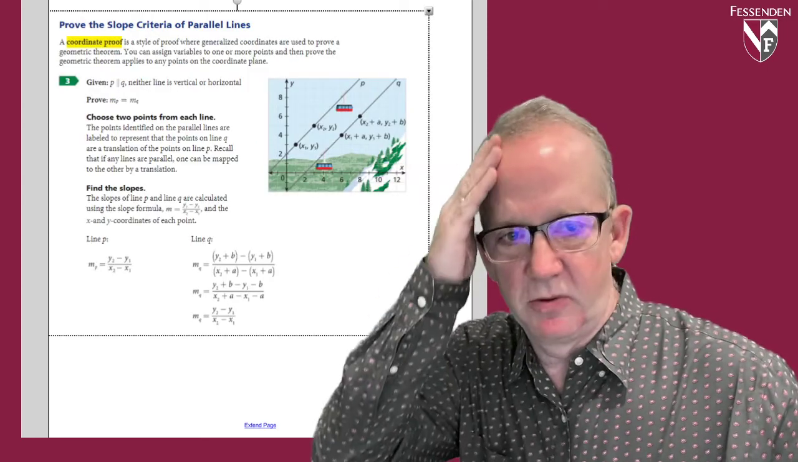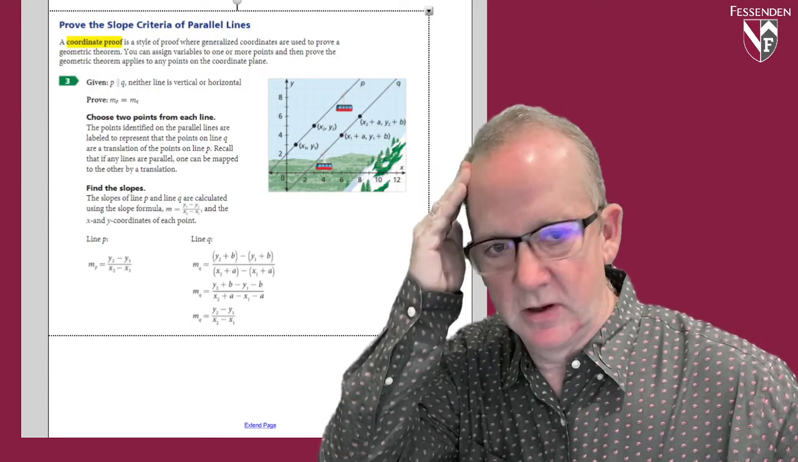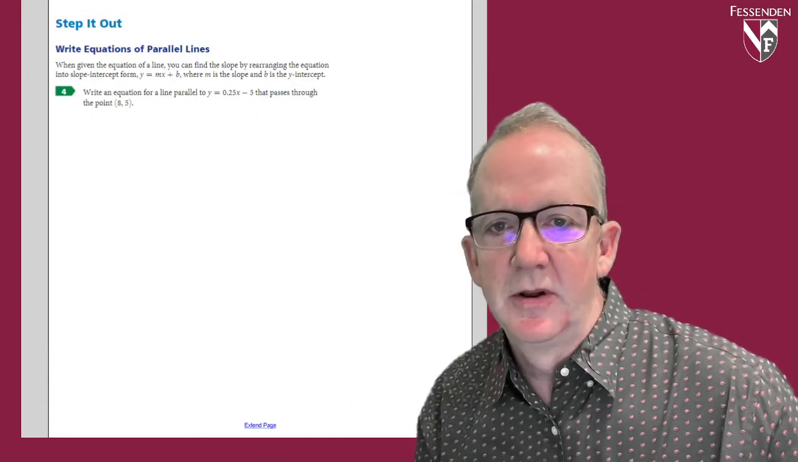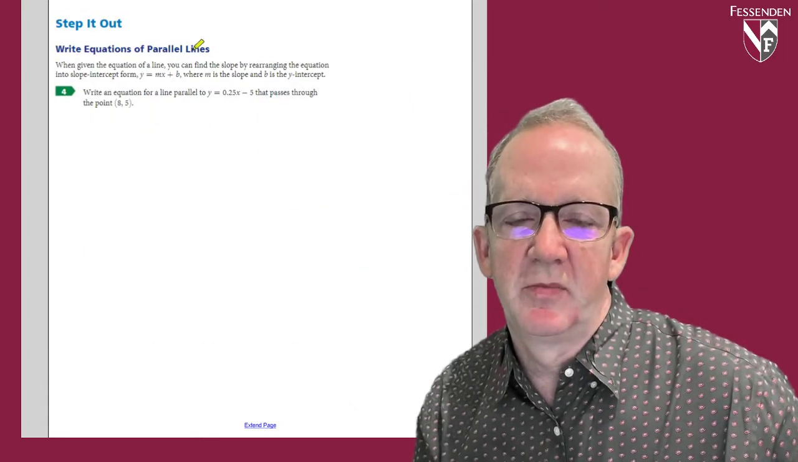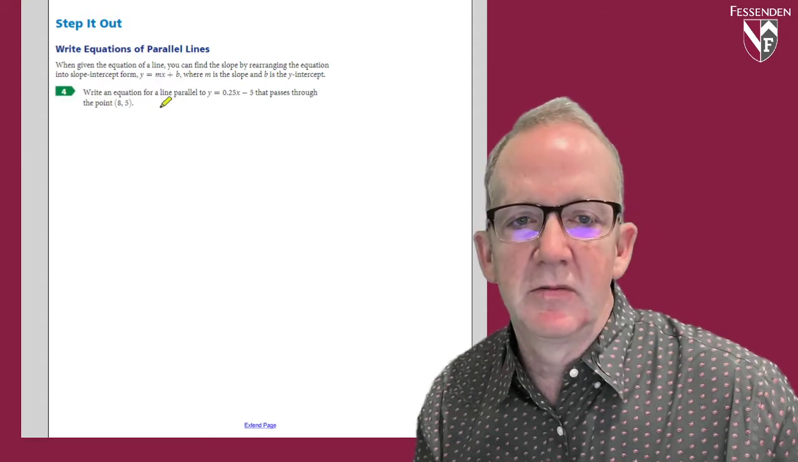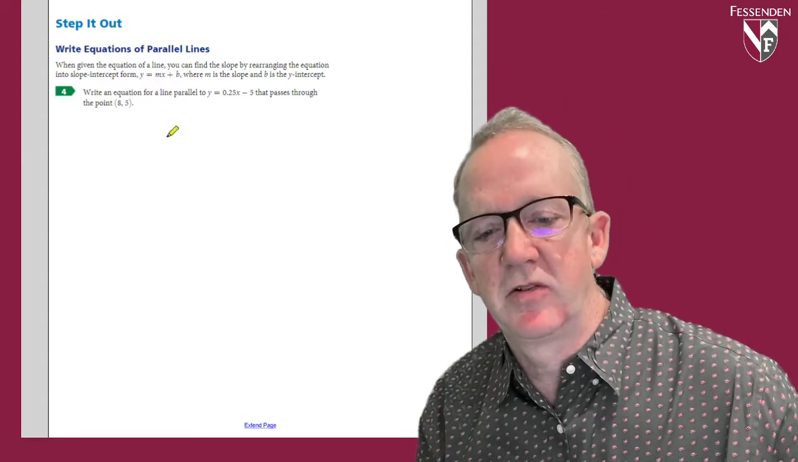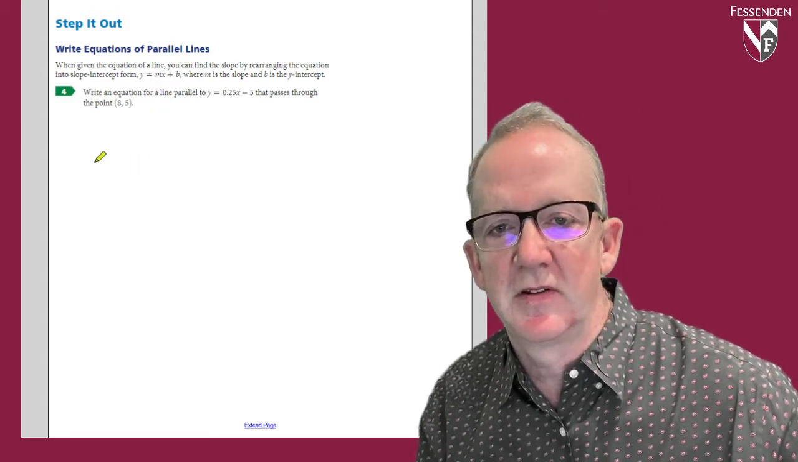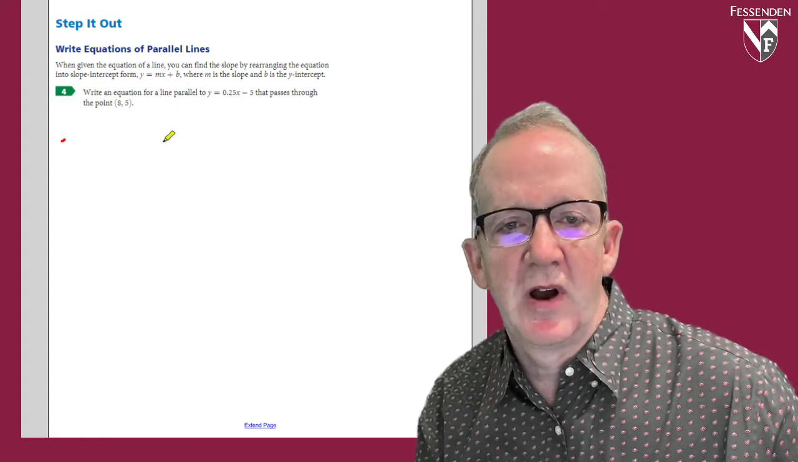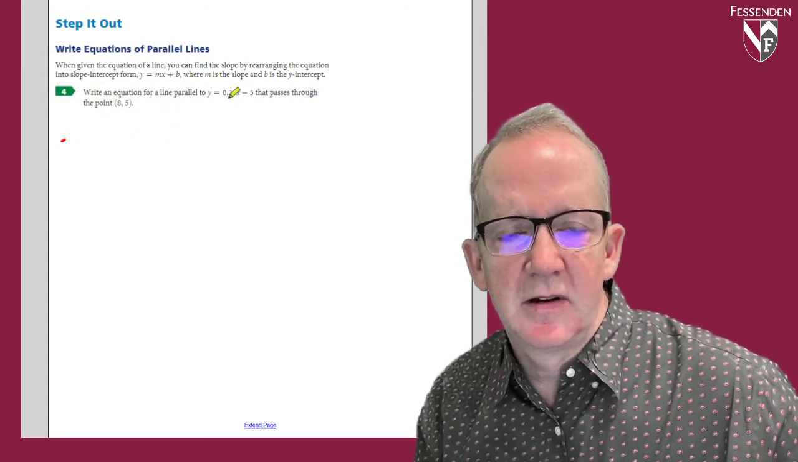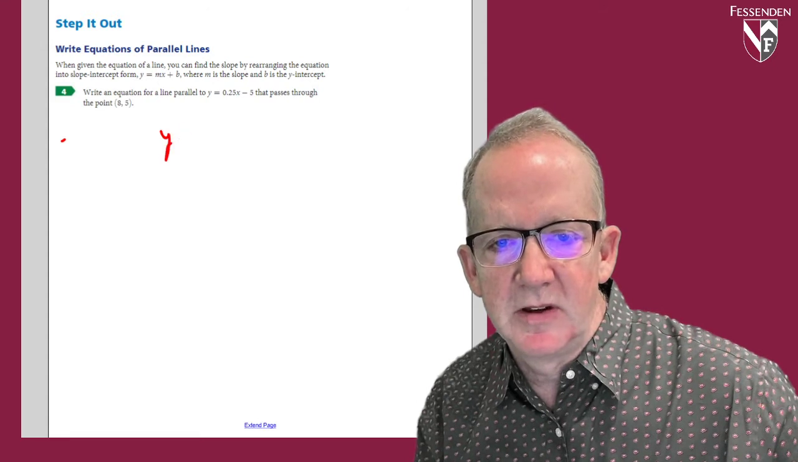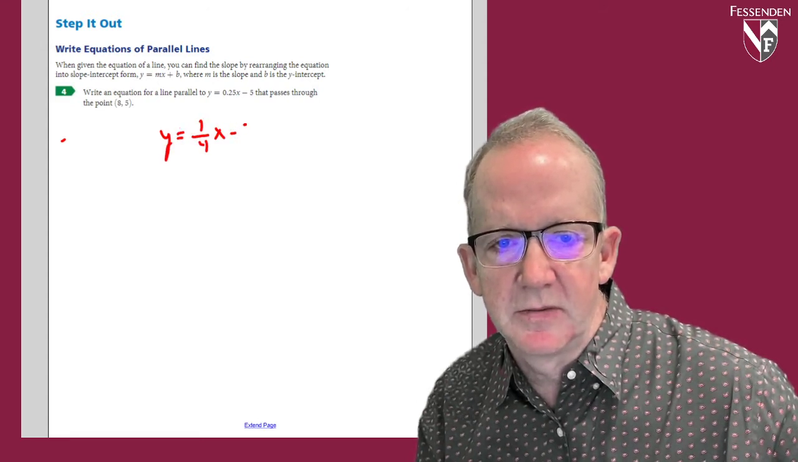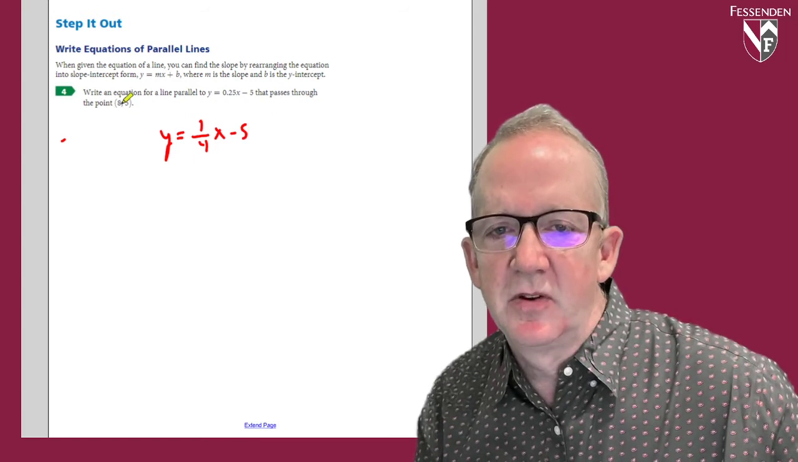Let's keep going. I want to get to, you can skip this page for now, writing equations of parallel lines. So this will be really the major task that I expect you to remember from algebra. So let's take a second to do this, and then we'll do a practice in class. And this is as a decimal. I think I'd rather see it as a fraction. I prefer fractions. 1/4 x minus 5. And it passes through the point 8, 5.